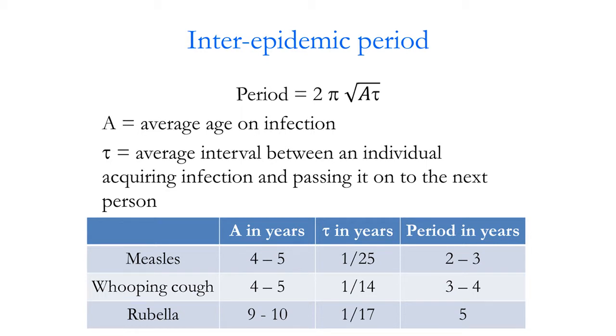What's that? 3 or 4 weeks. And with rubella, it's 1 over 17, so that's about 3 weeks, giving you the period of these various infections. So the models do explain the inter-epidemic period for these various infectious diseases. All right, so let's now introduce vaccination and see what effect that is going to have.